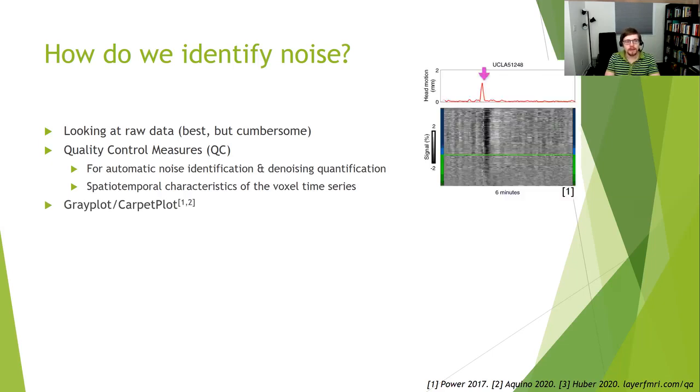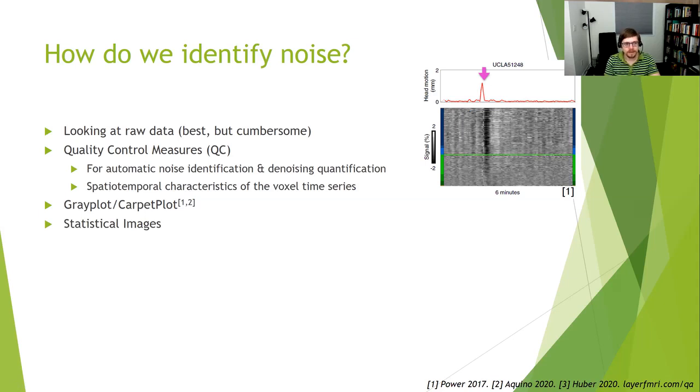There's a very elegant way to look at raw time series, which is called the gray plot, that basically orders all voxels of the brain in the gray matter and then in the white matter along the y-axis, and then puts the time series as an intensity plot on the x-axis. And here you can see the example of head motion of about 1 millimeter and how it changes the intensity of your voxel time series in most of the gray matter.